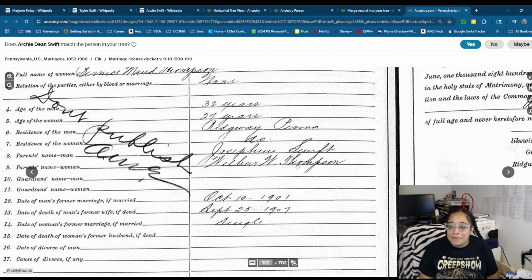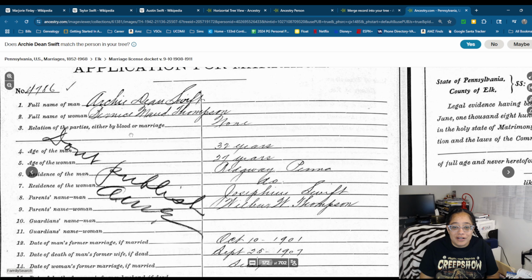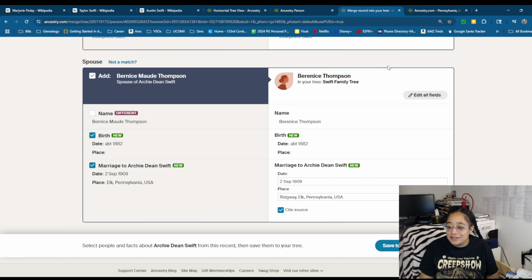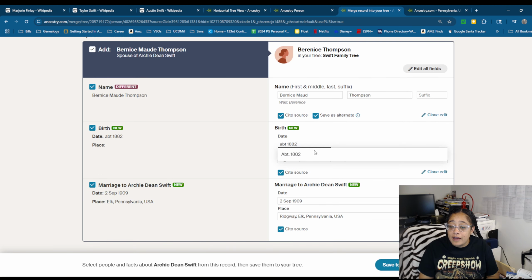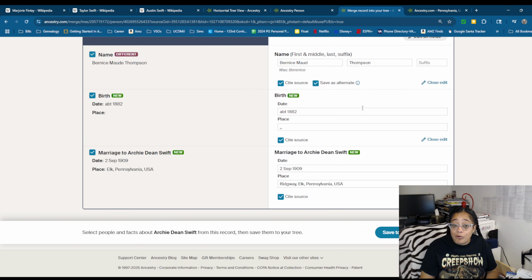Wilbur W. Thompson is the father of Bernice, and there's no E on this mod, so we're going to click Save Alternate, and I'm going to delete that E off the mod because it's not in the record. Again, we're going to hit the pencil, put our placeholder in, and it did not import Bernice's father's name, so we're just going to save to tree for that one.